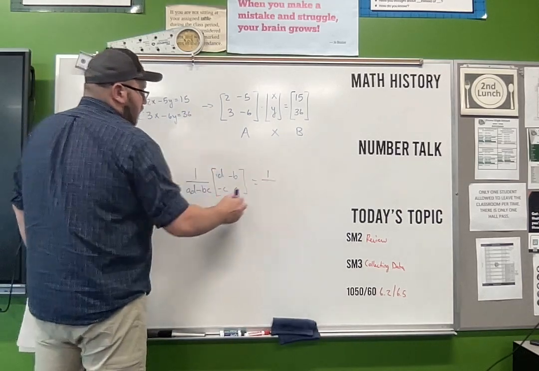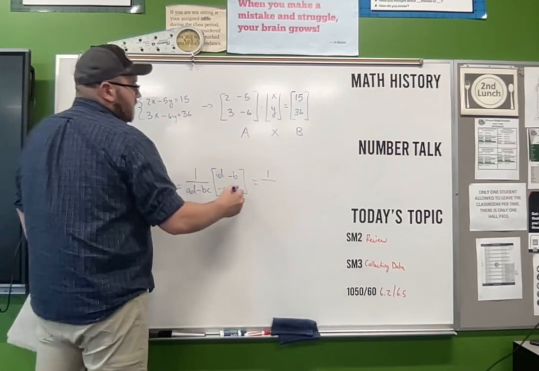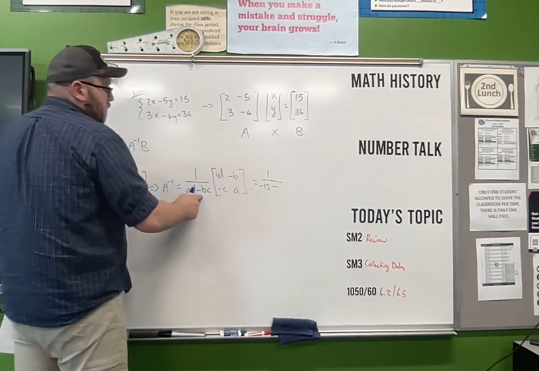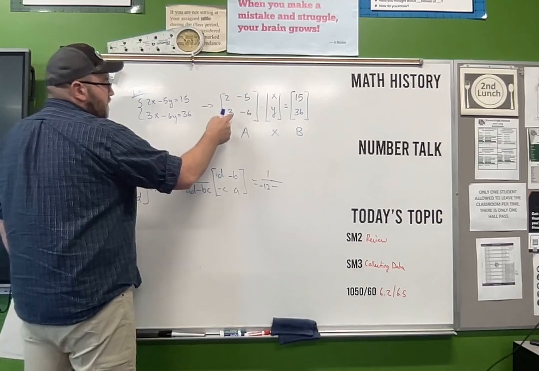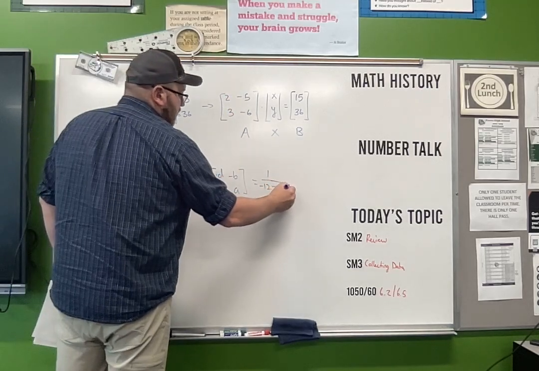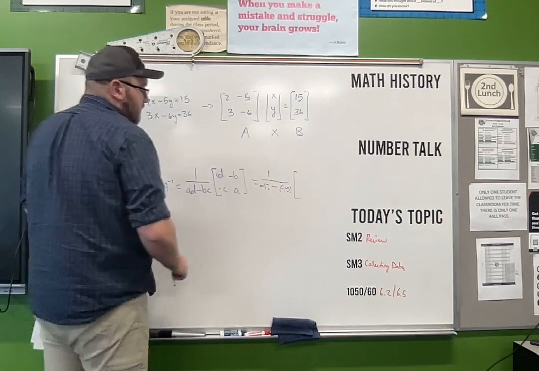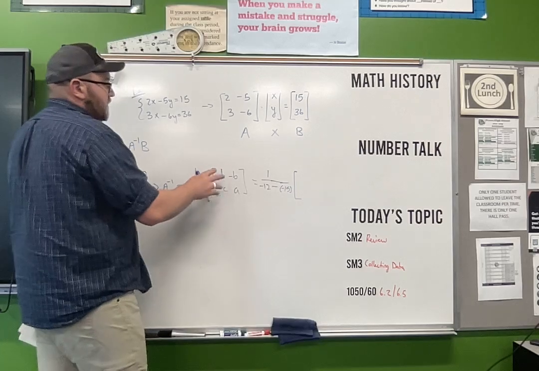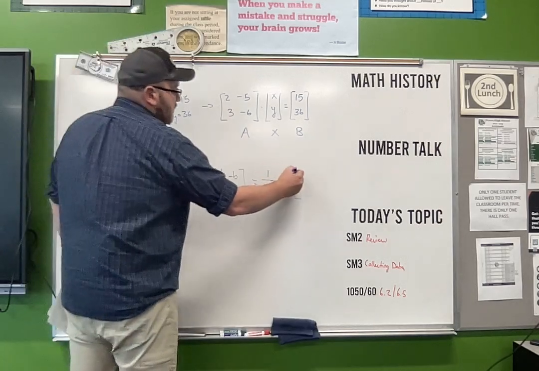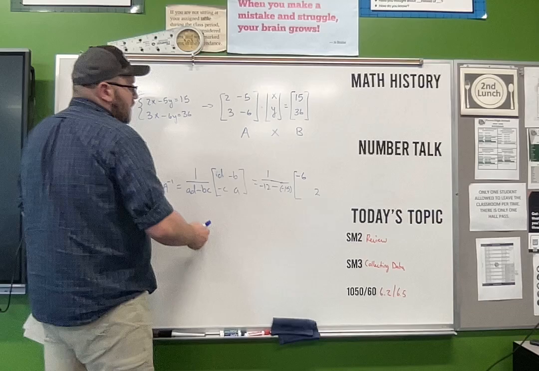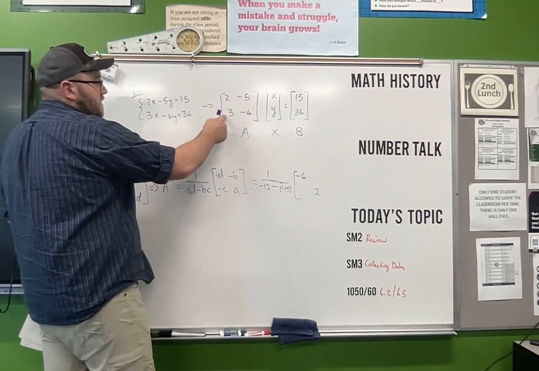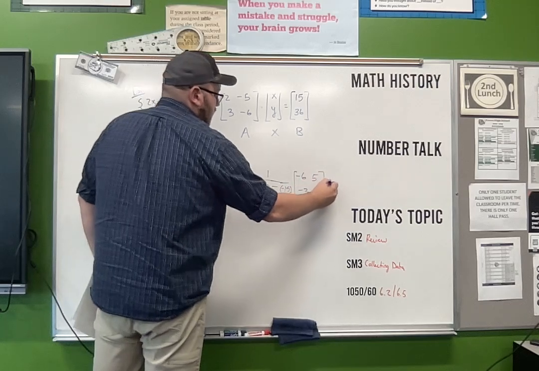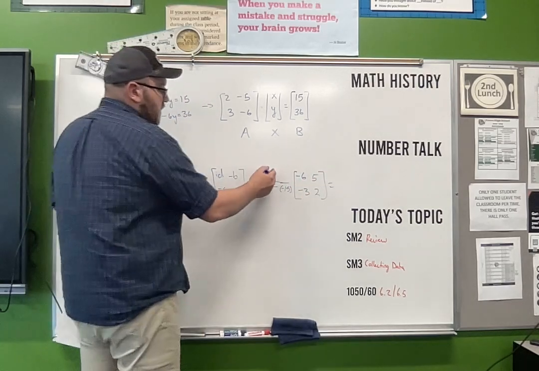So 1 over A times D, 2 times negative 6 is negative 12, minus B times C, negative 5 times 3 is negative 15, times the matrix D times A. Switch A and D, so this is negative 6 and this is 2, and then negate B and C. So this is going to be 5 and negative 3. Okay, this right here is 1/3.